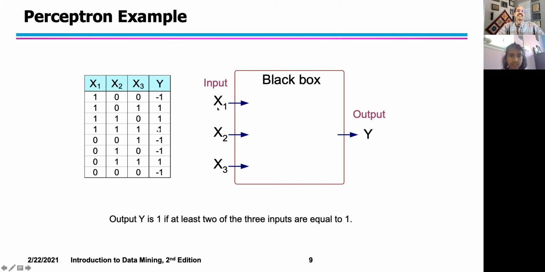So here's an example. There are 3 inputs that this black box can take and 1 output. So if the inputs are 1, 0, 0, the output is -1 and so on and so forth. So output Y is 1 if at least 2 of the 3 inputs are equal to 1. So that is the definition of the functionality of this black box. What does this black box do? It will output a 1 if at least 2 of the 3 inputs are equal to 1. So this is the simplest neural network and it's called Perceptron.